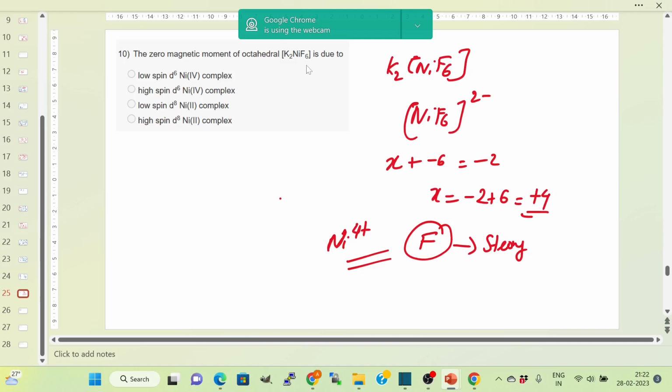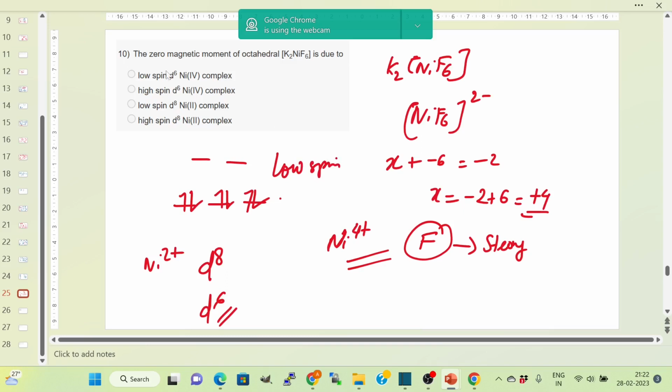And also this is an octahedral complex, therefore it is t2g configuration. As I said, there will be pairing. And what will be the number of electrons here? Nickel in 2 plus state has d8. So 4 plus means we are removing 2 more electrons, so it will be d6. So 1, 2, 3, 4, 5, 6. So this is a low spin d6 nickel 4 complex, right? Is this clear?